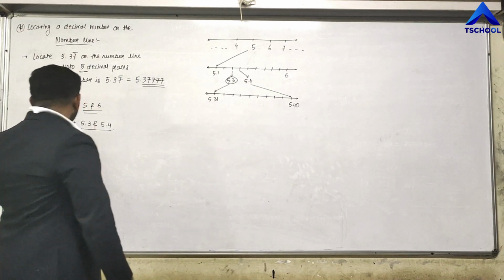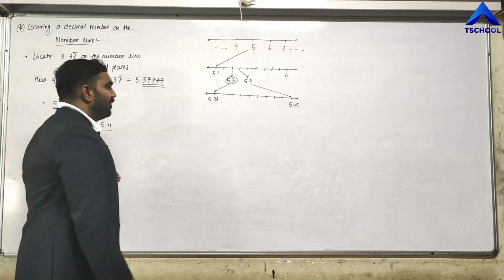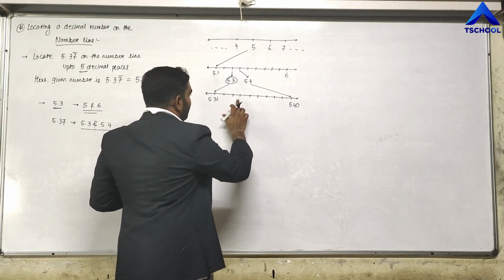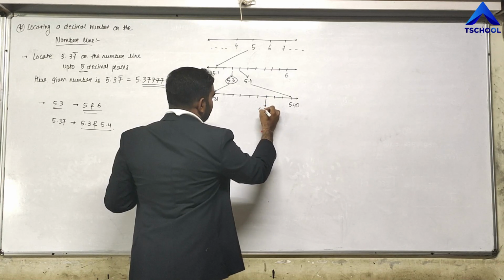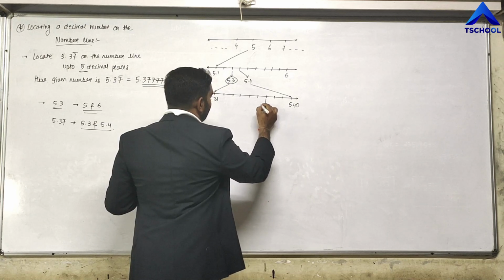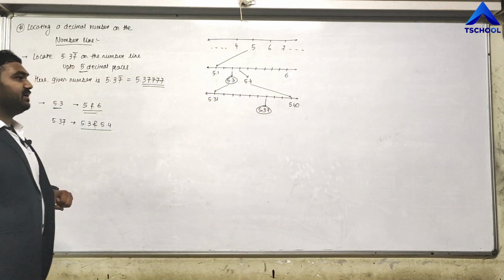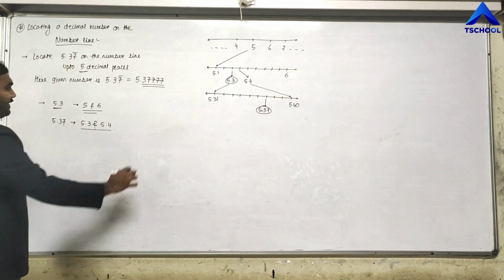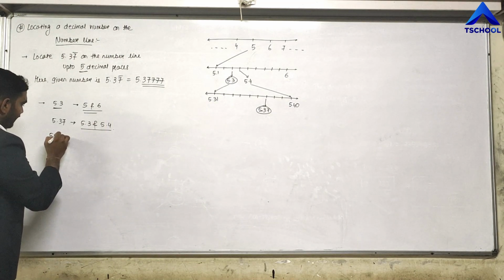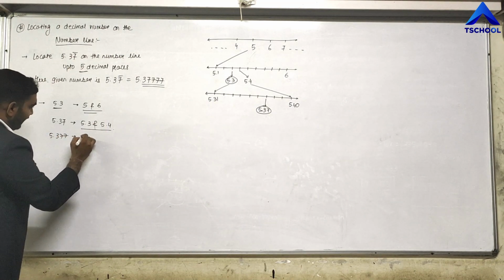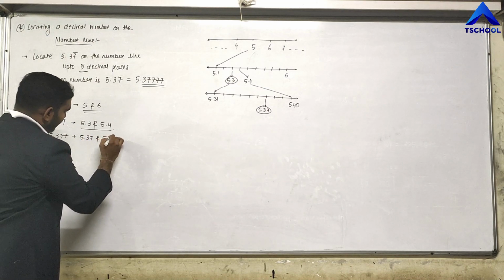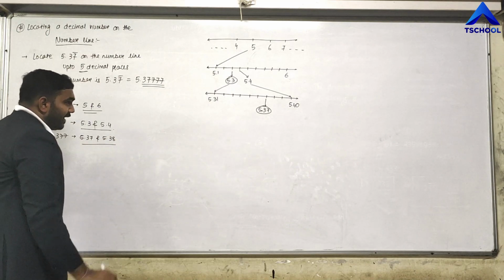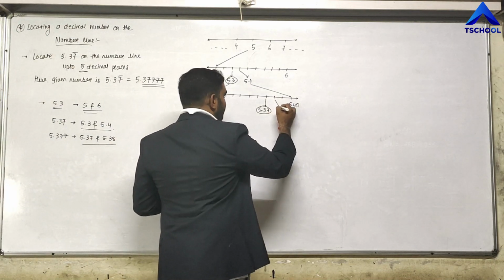Right? Now, what is the next place to be located? 5.37. So that is 1, 2, 3, 4, 5, 6 and 7. So this is my 5.37. Is it clear, friends? So this is how I got a location of 5.37. Now in the next we are having 5.377, that lies in between 5.37 and 5.38.